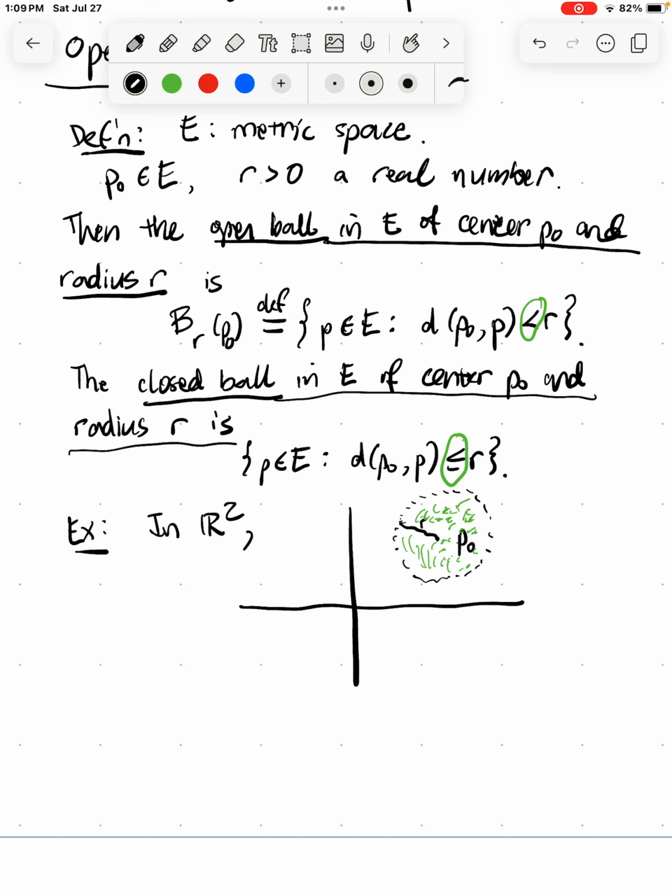Now if you had a different point, like P1, say, and a different radius r prime, what would be the closed ball? Well, it would be all elements whose distance from P1 is less than or equal to r prime. So this time, we sort of include the boundary. So it's all the points here together with the points on this boundary. So this is the open ball, and this is open, this is closed.